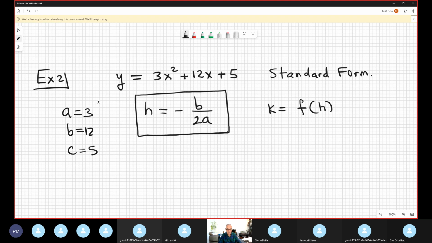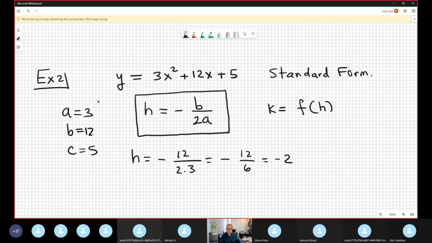Okay, let's do it. So H is equal to minus, the formula has a minus, don't forget, and B is 12. Multiplication 2 times A is 3. Then you apply the order of operations. Remember, when you have fractions, you perform the operation in the top and the bottom independently. This is minus 12 over 6, which is minus 2. H is minus 2.